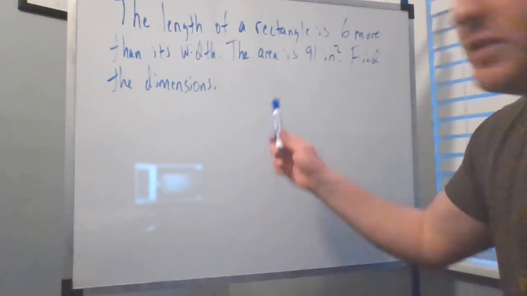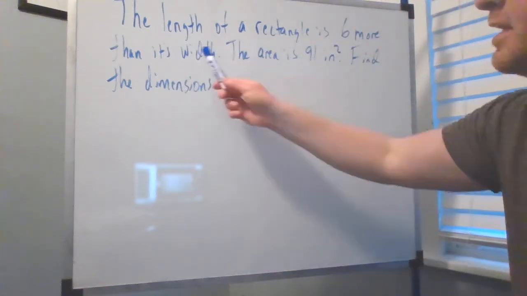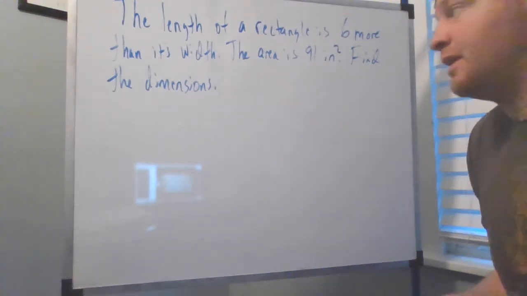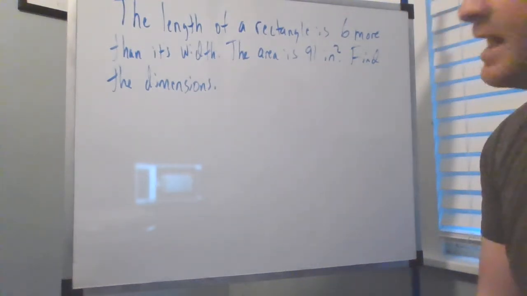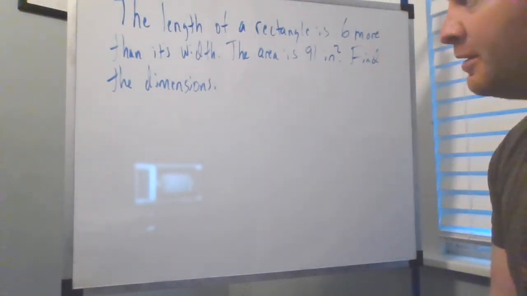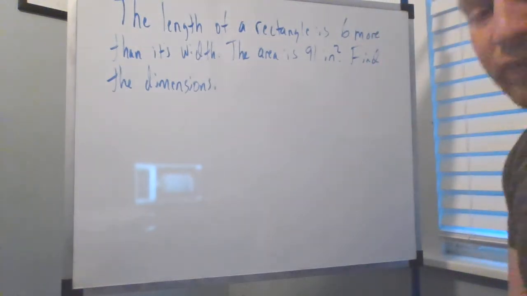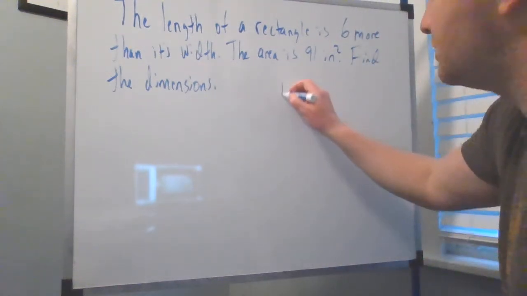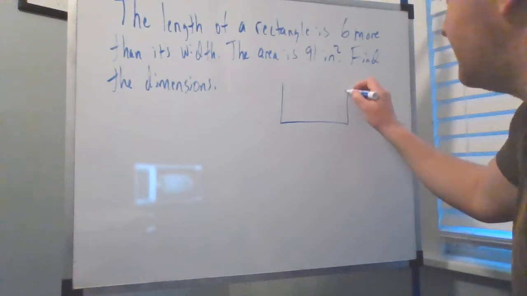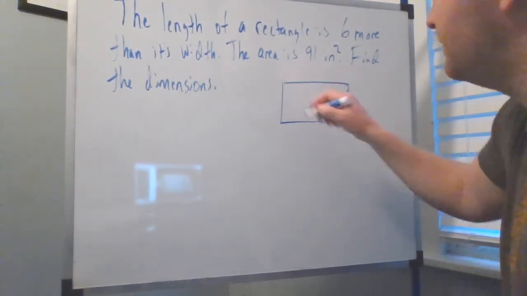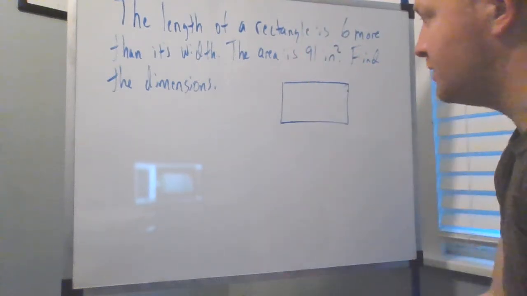So, first things first, I got a question here. It says the length of a rectangle is 6 more than its width. The area is 91 inches squared. Find the dimensions. So when I do problems like this, I find it much more helpful when I draw it for myself, just so I visually see it and I think about it. It just helps me identify what this sentence means when I see a picture.